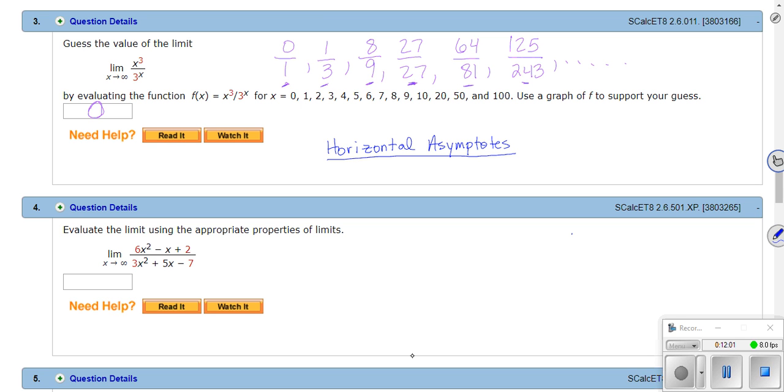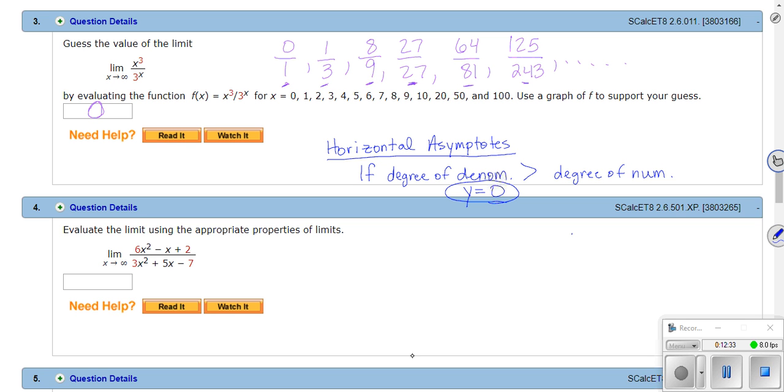If the degree of the denominator is greater than the degree of the numerator, then your horizontal asymptote is literally y equals 0. Y equals 0 is your horizontal asymptote if the degree of the denominator is bigger than the degree of the numerator. Now think about what that means.